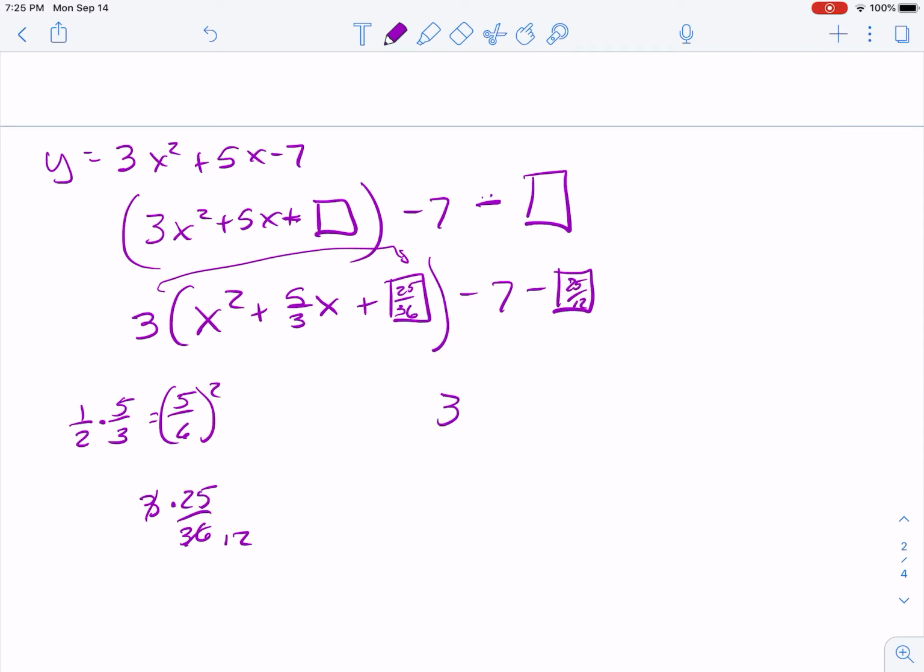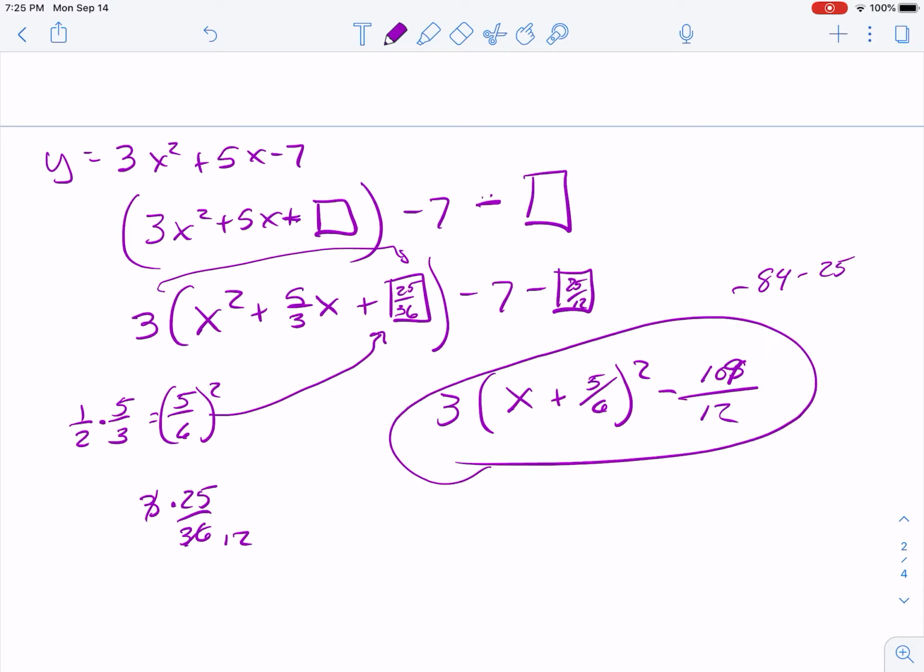Now this is 3. You have x plus, what did I square to get that? 5 over 6 squared minus, and then you just have to do your math. 7 times 12 is 84. So you have negative 84 minus 25, which is 109 again. 109 over 12. That's just ugly. Okay? But I wanted you to remember that you have to factor the 3 out, and sometimes you get messy things. Whatever you square, that 5/6 to get here, is what goes there.